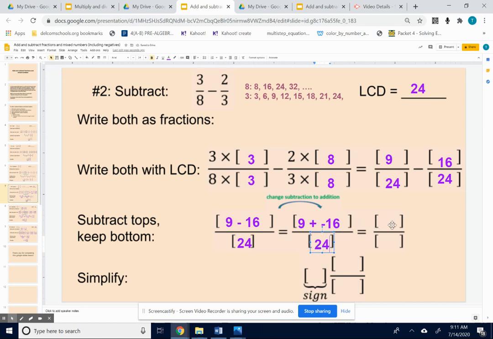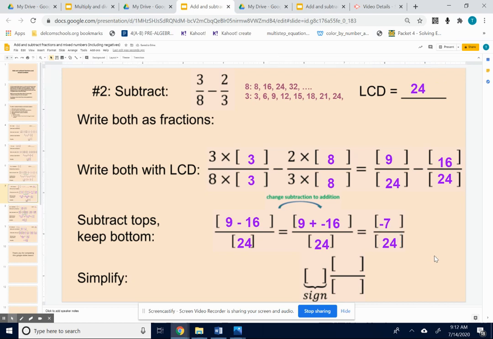If you add 9 plus negative 16, you're adding a positive to a negative. Different signs, so you subtract and keep the bigger sign. 16 minus 9 is 7. The bigger number is negative. So negative 7 over 24. That's one way to write the answer.